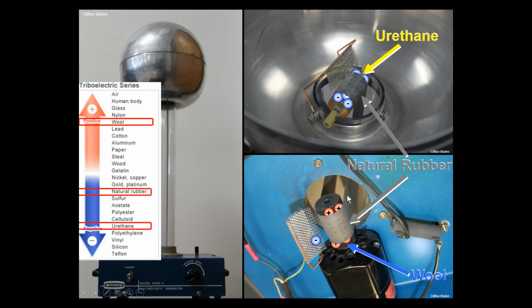As the rubber belt rolls around the wool here, the wool is going to become positively charged. This natural rubber will become negatively charged, so it's going to pull electrons off of the wool and put them onto the belt. So the wool became positively charged. Now if the wool became positively charged and there's electrons in this metal comb here, those electrons are going to be attracted to the positive charged wool, and it's going to jump over toward them.